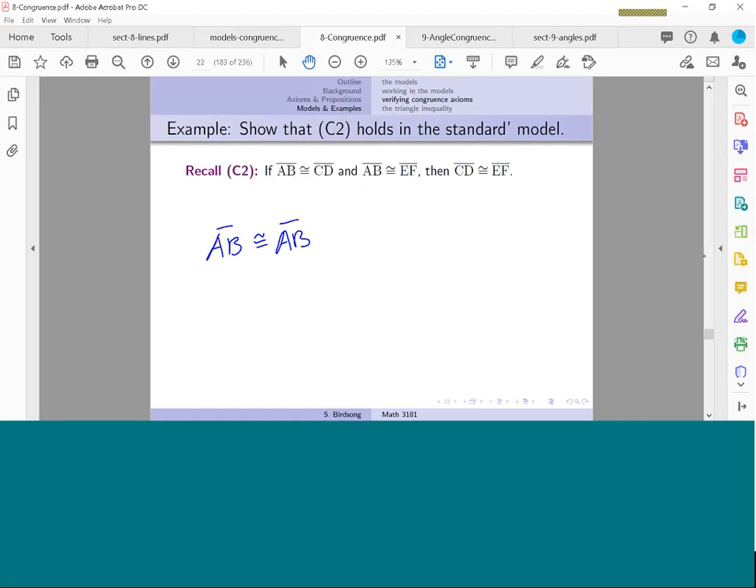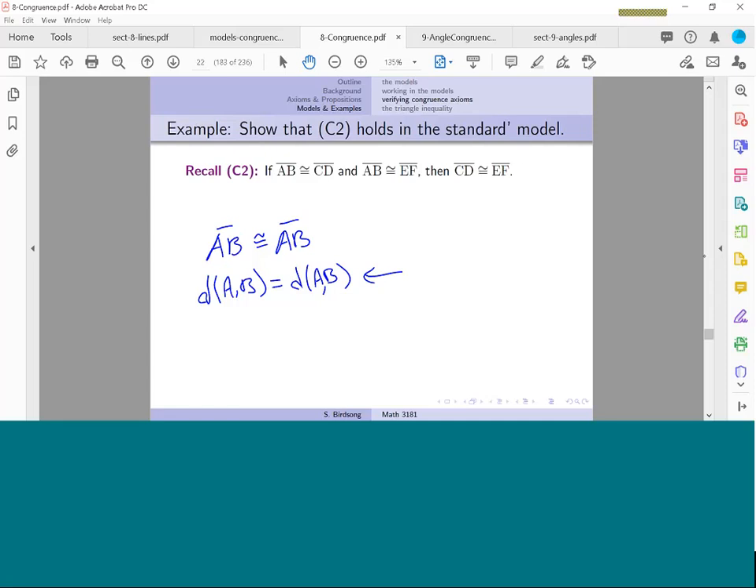Now, remember how line segments were defined to be congruent? It was by way of a distance formula. So in order to get that that's true, we would have to verify that the distance between A and B has to equal the distance between A and B. So what do you guys think? Is that formula with the distance functions in it true? Don't overthink it. Is the distance from A to B equal to the distance from A to B?